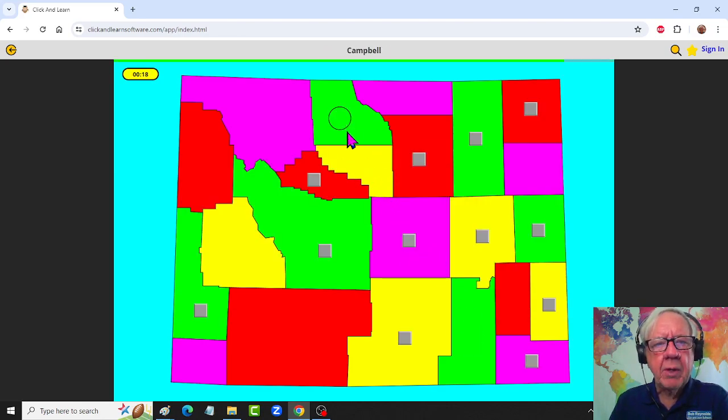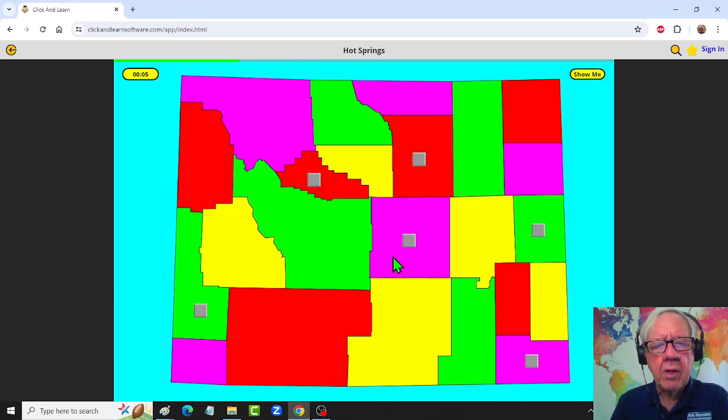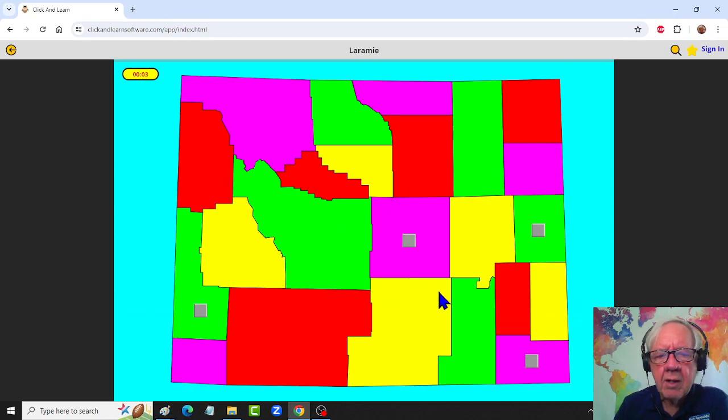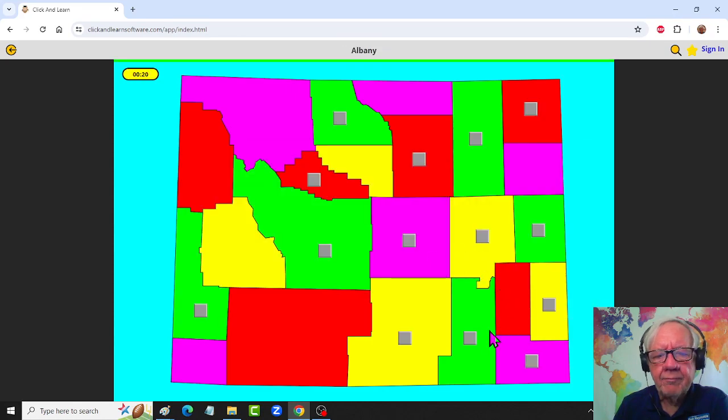Albany, Bighorn, Campbell, Carbon, Converse, Crook, Fremont, Goshen, okay, Hot Springs, no, Natrona, Hot Springs, no, Niobrara, Hot Springs, okay, that's Hot Springs, that little jaggedy one here is Hot Springs, Johnson, no, that's Natrona, Johnson, okay, that's Johnson, Laramie, okay, Lincoln is over here on the left, Natrona, Niobrara, okay, 9 seconds over.